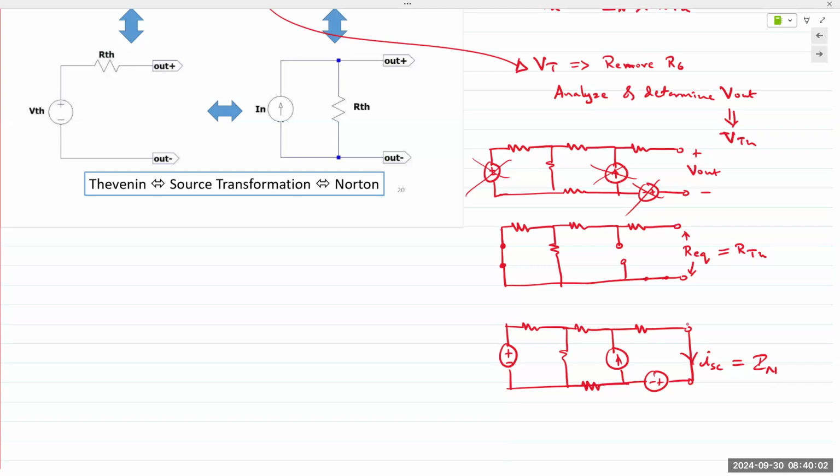Once you determine the load for the circuit, you remove the load and then you analyze the rest of the circuit without the load.